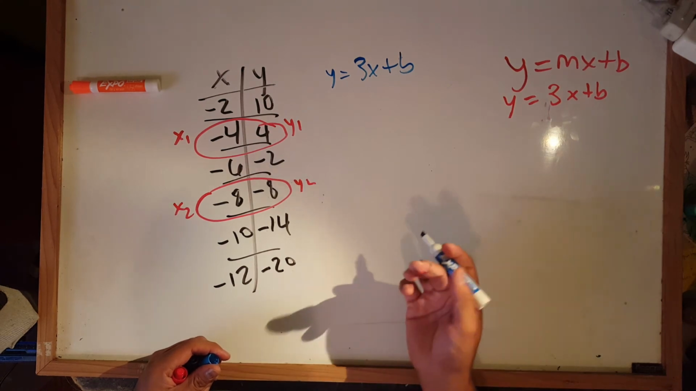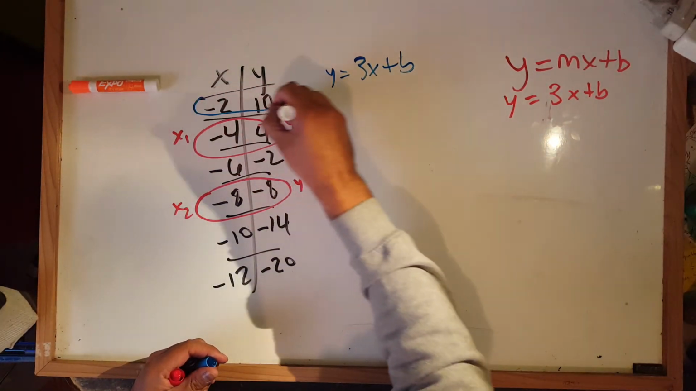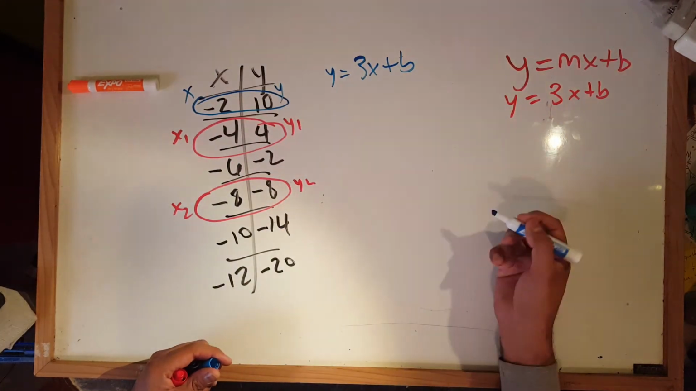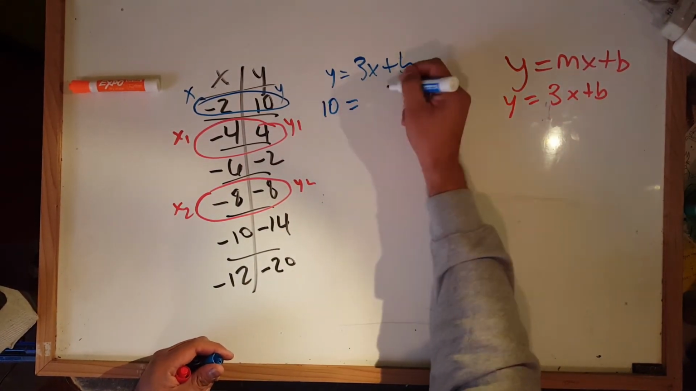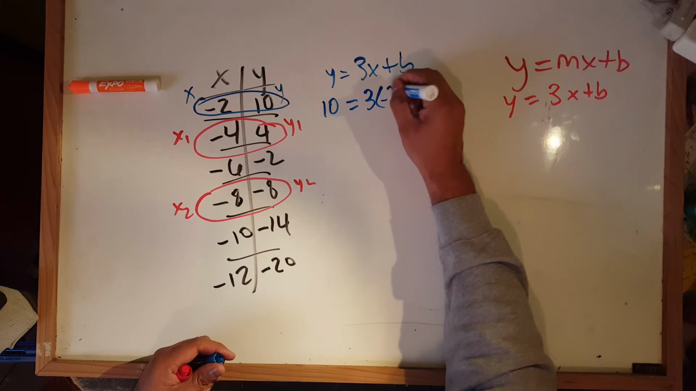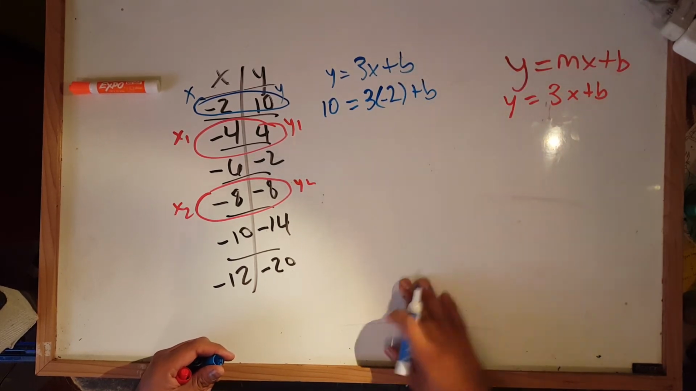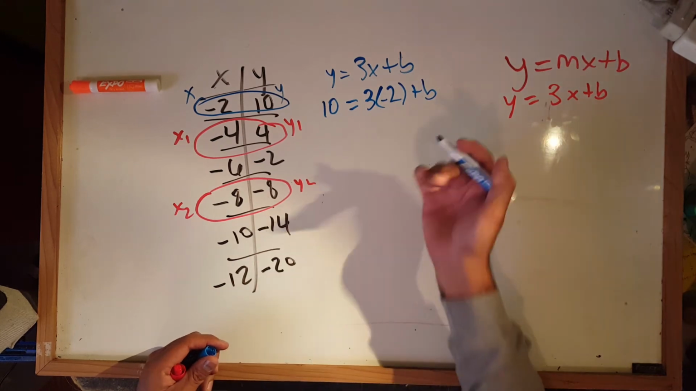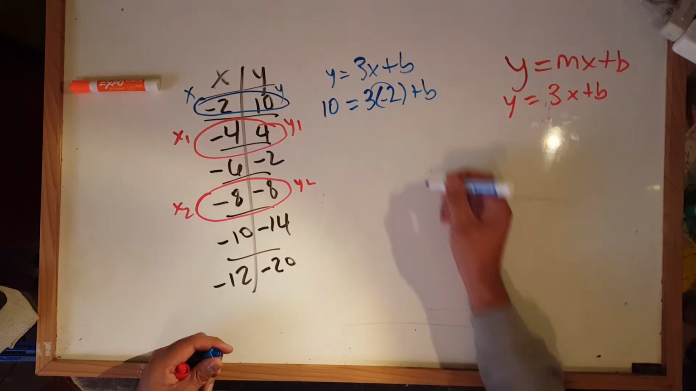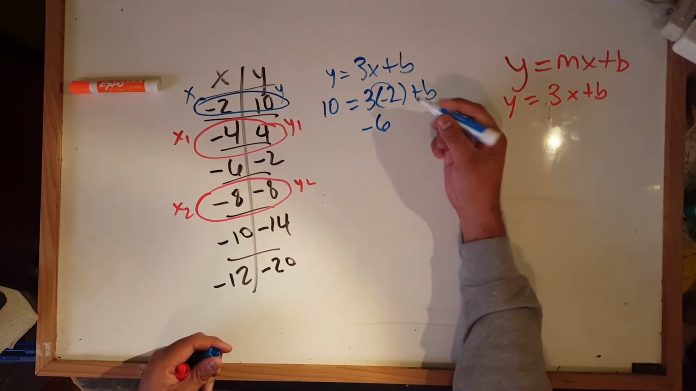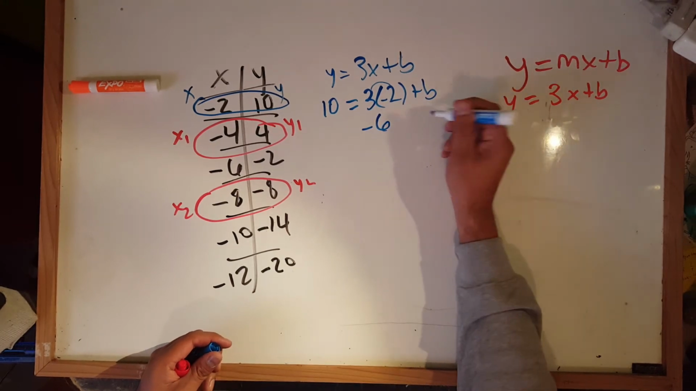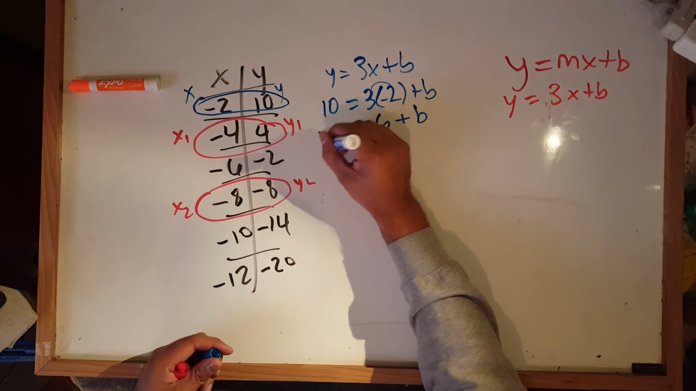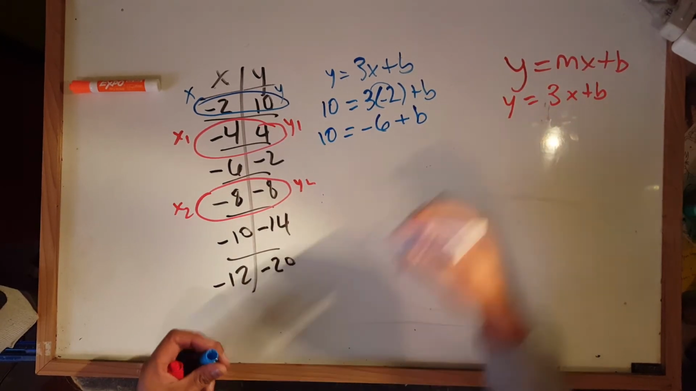Okay, so now I need to pick another point, and I can pick whichever one I want. So let's say I pick the first one. So this is my y value, this is my x value. So I'm going to put 10 equals 3 parentheses -2 plus b. So now I changed all the variables except for b, which is the one I'm looking for. Now I'm going to multiply these two because that's multiplication, and that gives me -6, because if I go to church, it's positive times negative is negative, and 3 times 2 is 6. So now I have 10 equals -6 plus b.